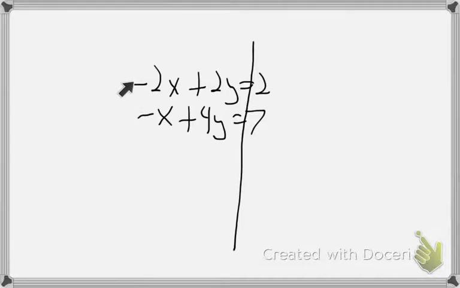Negative 2x could cancel with positive 2x. That would take 1 step. I like this better, though, because this is all a bunch of negatives. This is a bunch of positives. I can have my 4y cancel with negative 4y if I multiply this whole top by negative 2.